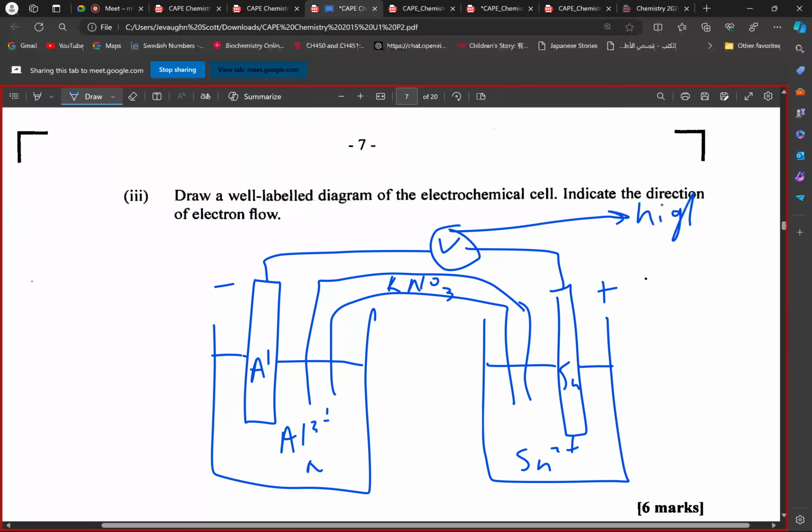High resistance voltmeter. That is whatever that is, right? This would be our cathode.